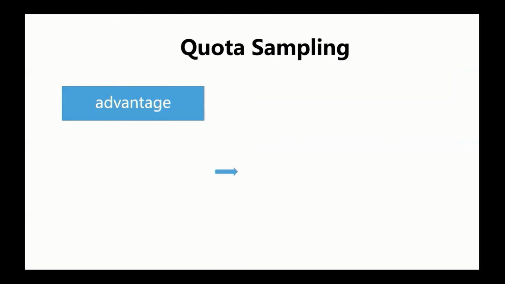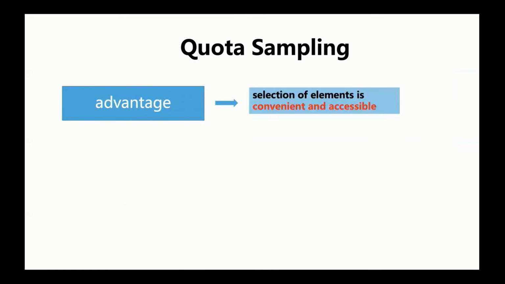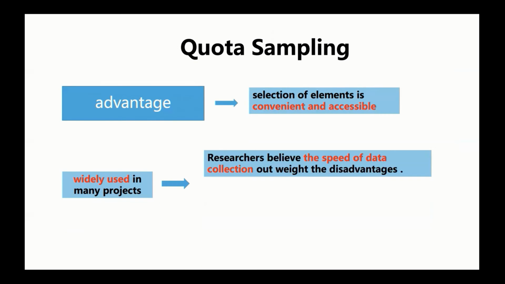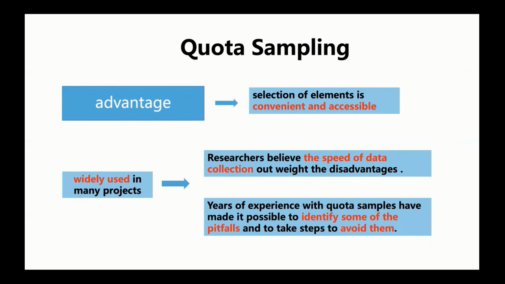And as for the advantage, because selection of the element is convenient and accessible, it's widely used in many projects. Researchers believe the speed of data collection outweighs this disadvantage, and years of experience with quota sampling have made it possible to identify some pitfalls and to take steps to avoid them.